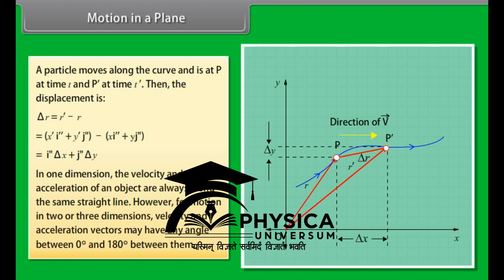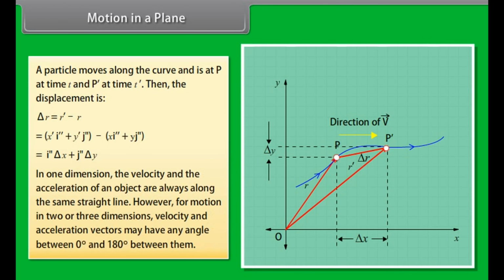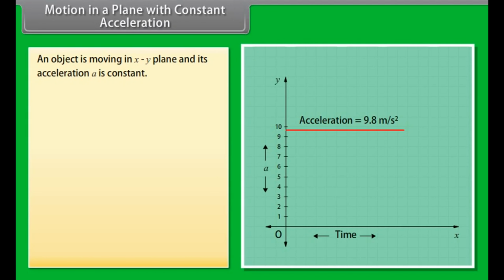In 1 dimension, the velocity and the acceleration of an object are always along the same straight line. However, for motion in 2 or 3 dimensions, velocity and acceleration vectors may have any angle between 0 degree and 180 degree between them. Motion in a plane with constant acceleration. Let us take an example to understand. An object is moving in xy plane and its acceleration a is constant.